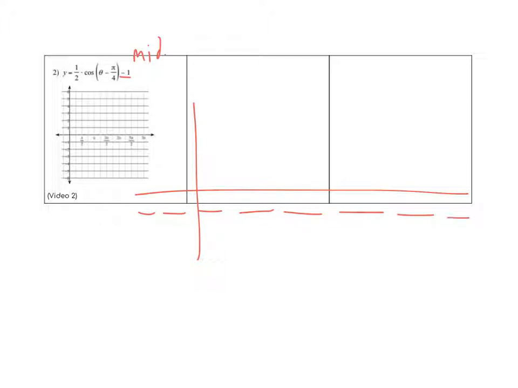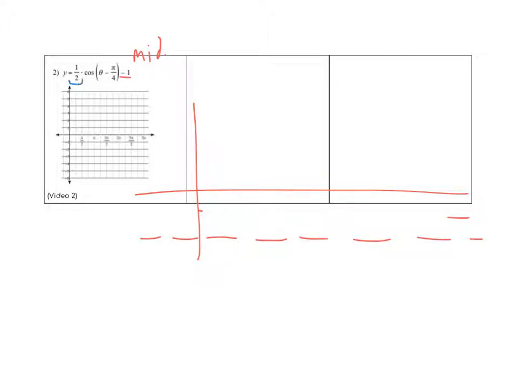Next up, we've got 1/2 cosine of theta minus pi over 4, minus 1. I'm going to start off the same way, which is to find my midline. And here I've got a midline of negative 1. So I'm going to draw my midline first. And I might even make this a little bit larger because I just noticed that the amplitude's only a half. So I'm going to leave enough room there just so I can see what's going on. We've got a negative 1 midline.